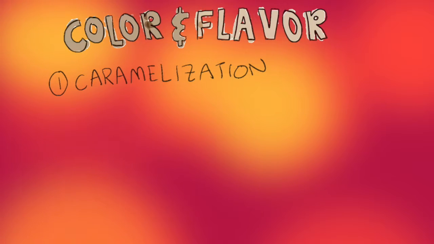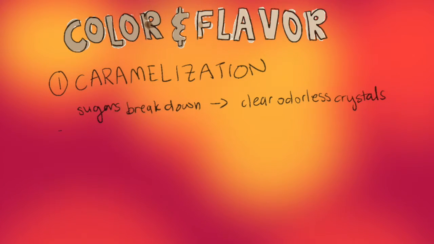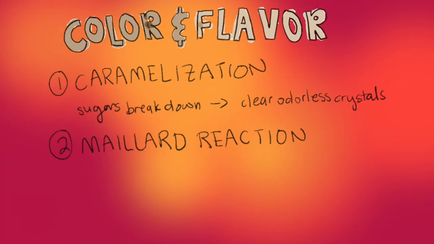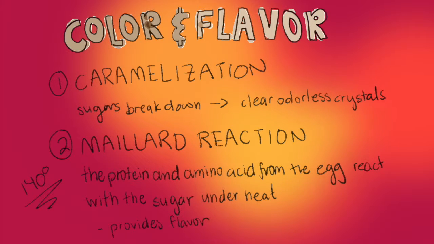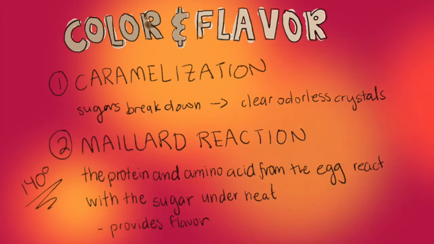For the color and flavor, there are 2 chemical reactions that help. Caramelization, in which the sugars break down into clear odorless crystals, and the Maillard reaction, which occurs at 140 degrees, where the protein and amino acids from the egg react with the sugar under heat, and they provide flavor and that nutty flavor.